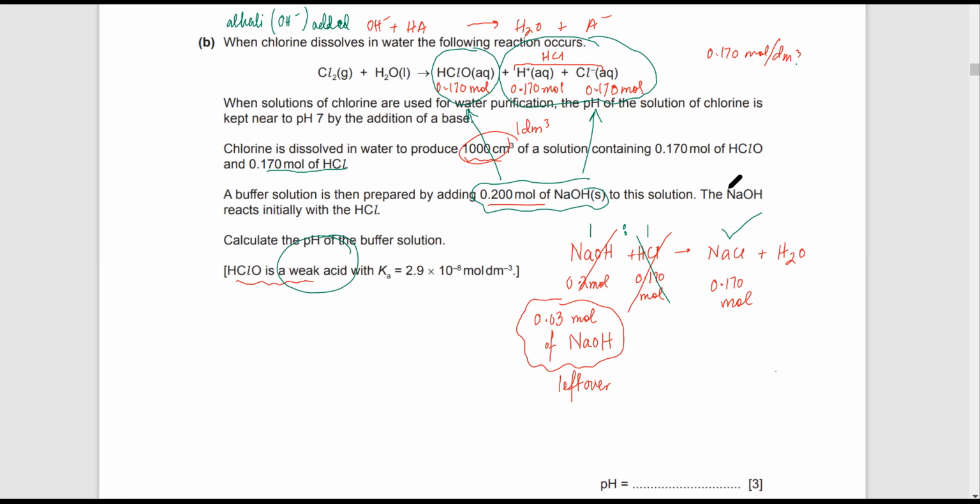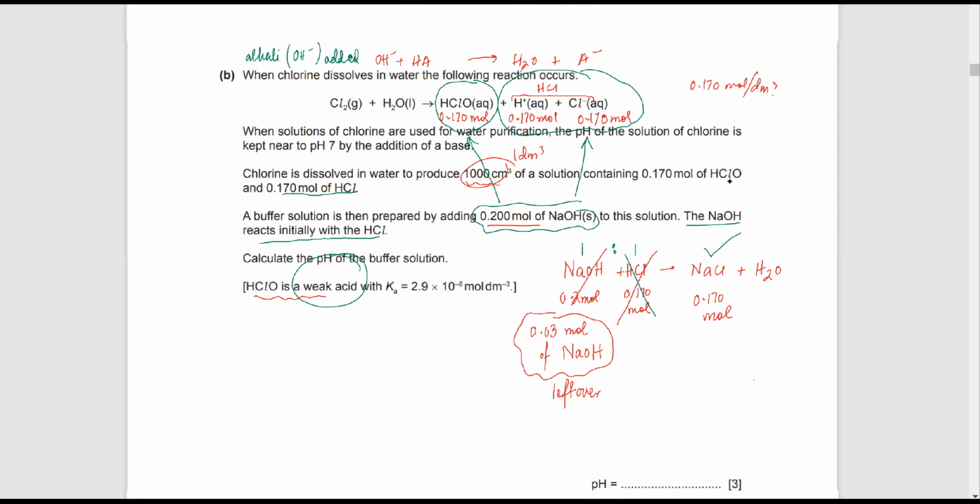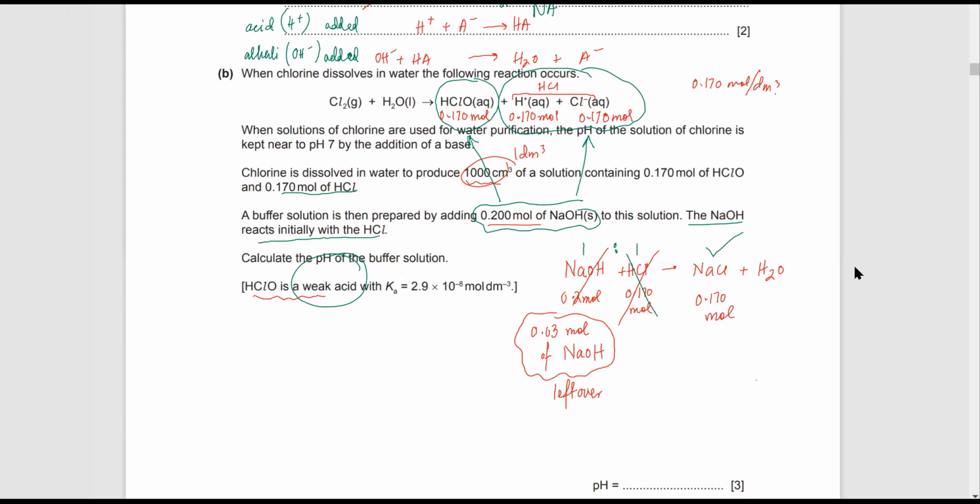They've actually written it over here. The statement is given that the NaOH reacts initially with the HCl. So I was just making an assumption. I didn't read that part, but I did it correctly. My hunch was correct that the NaOH would go and react with HCl.